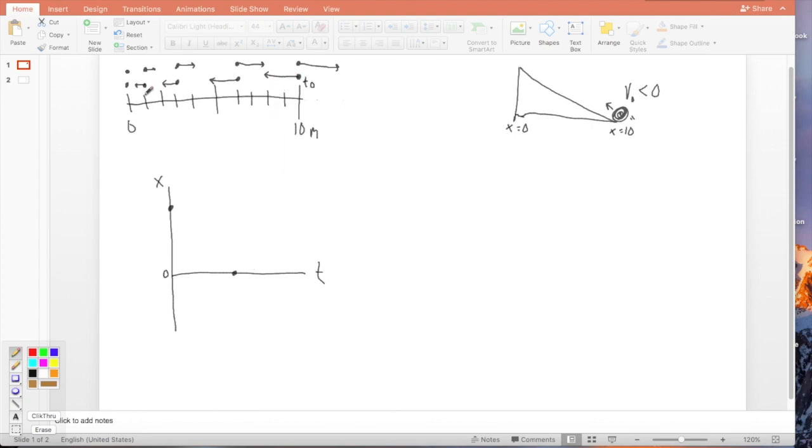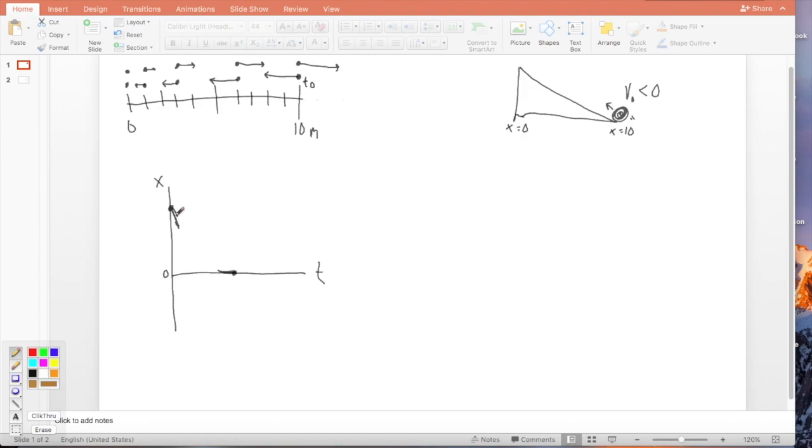It's not going at a constant velocity, it's slowing down. So I need a line that starts out with a large slope, with a large negative velocity, and ends with a very tiny negative velocity, ends with a very shallow slope. So I'm going to start my line with a very steep slope, end it with a very shallow slope.